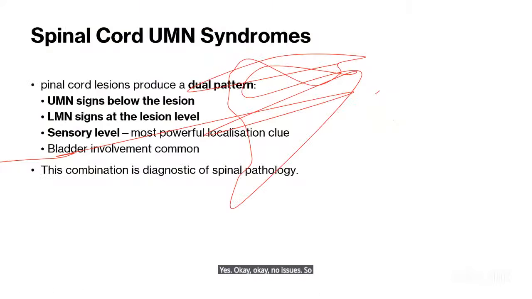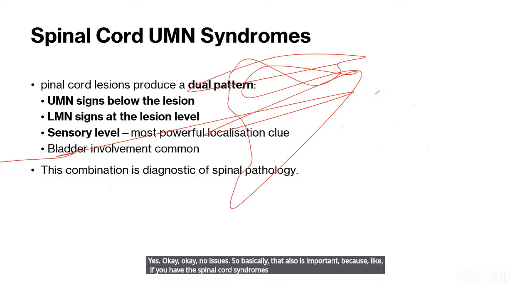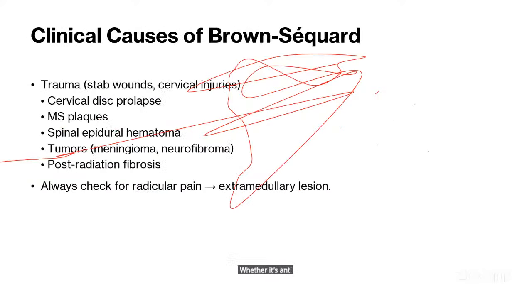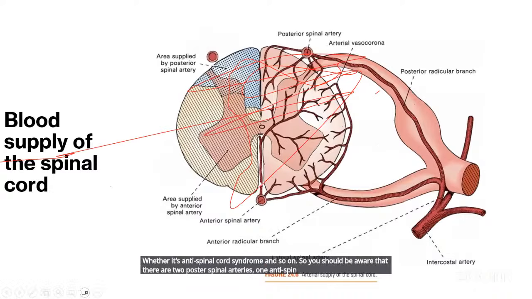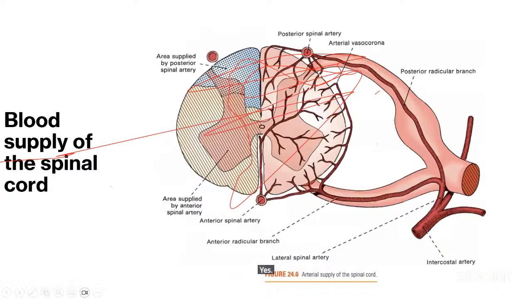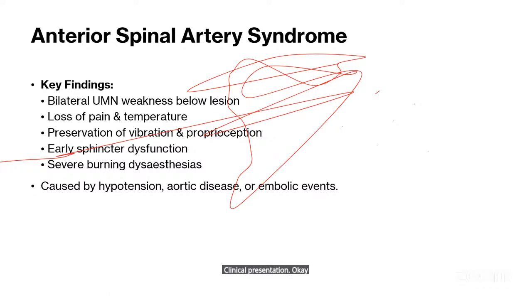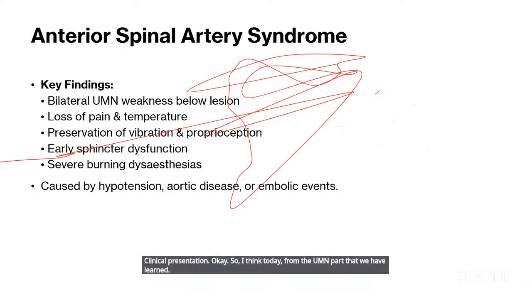That also is important because if you have the spinal cord syndromes and the vascular syndromes, like anterior spinal cord syndrome and so on, you should be aware that there are two posterior spinal arteries, one anterior spinal artery, and how they are affected. So if you have anterior spinal cord syndrome or a vascular cause, you can tell that based on the clinical presentation.